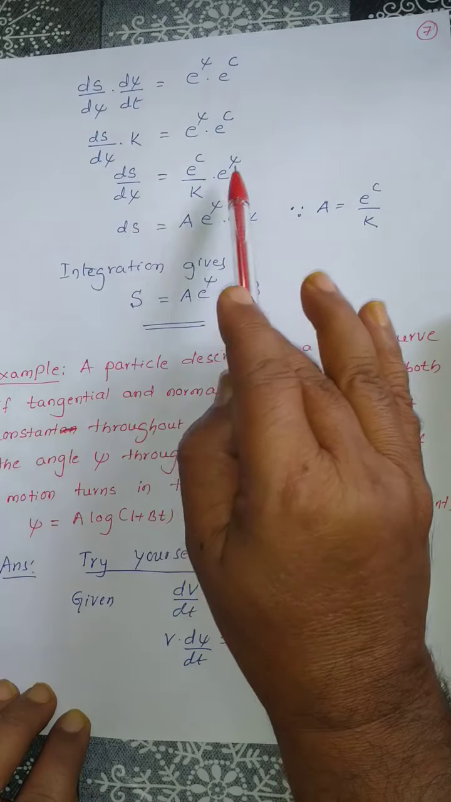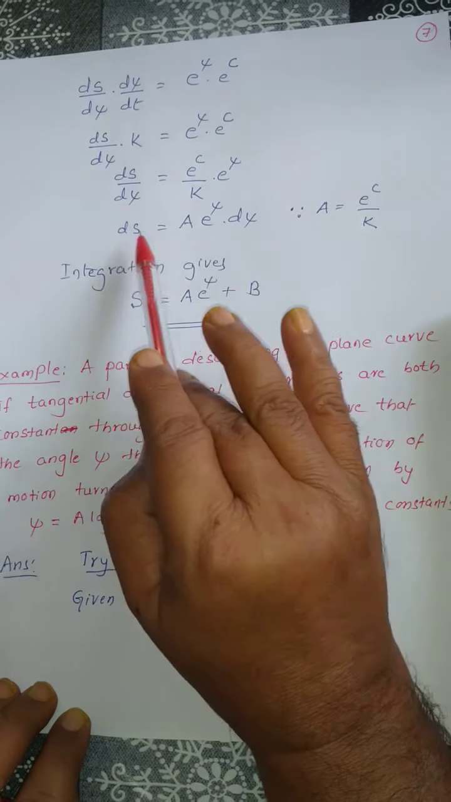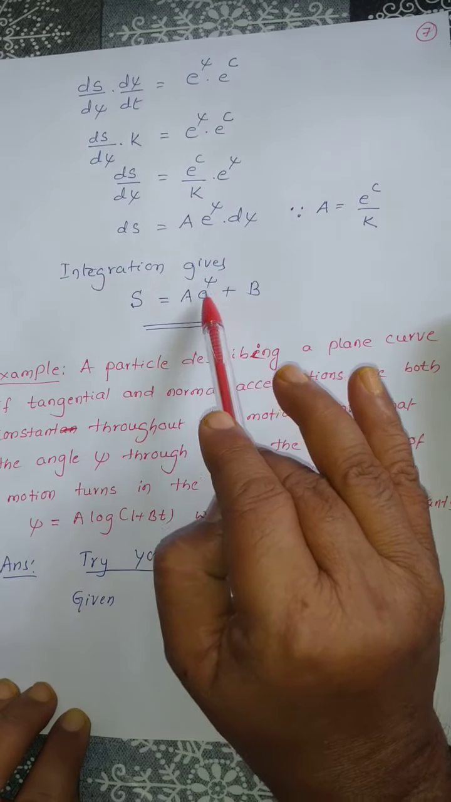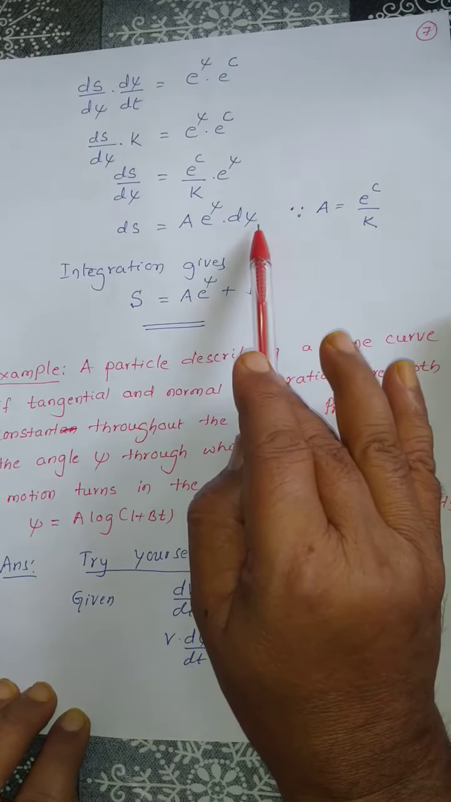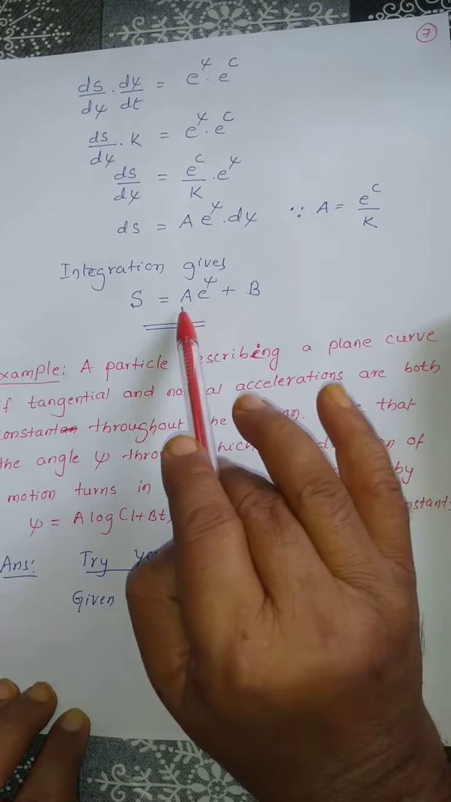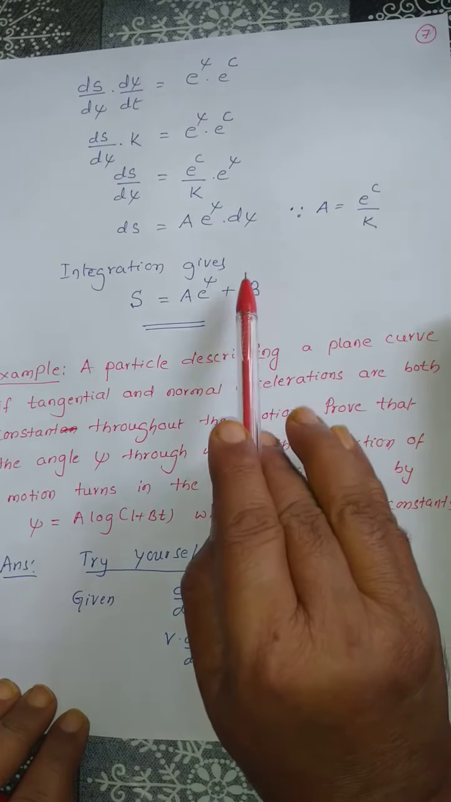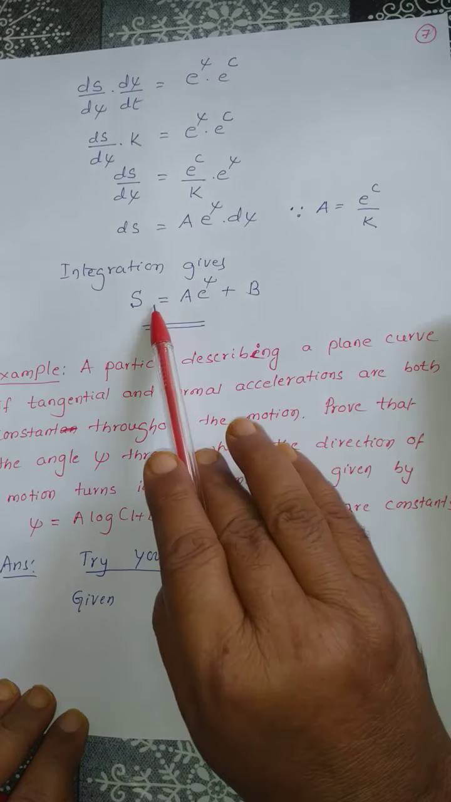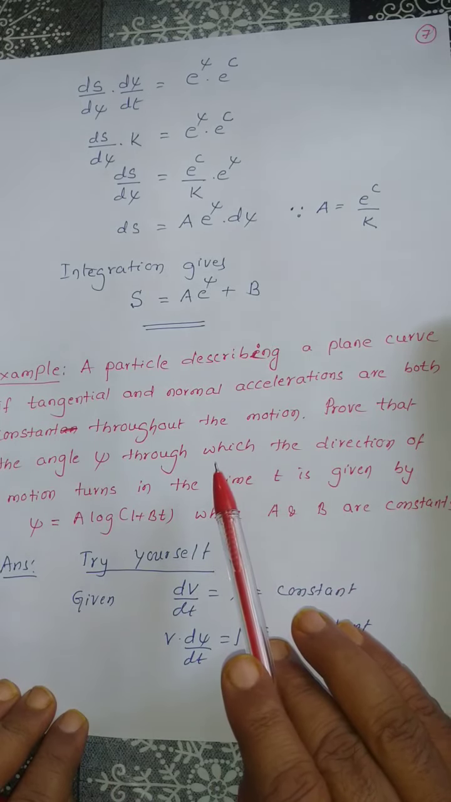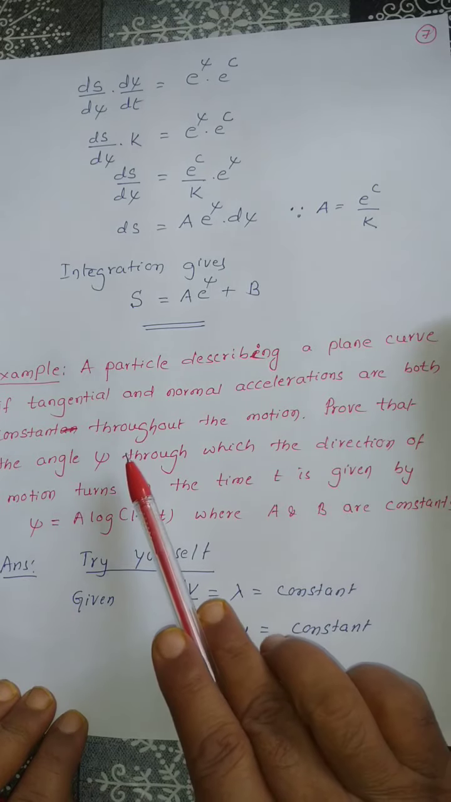Separate the variables. So ds equals a e raised to psi d psi. So integration again: integration of ds is s, a is constant, integration of e raised to psi is e raised to psi itself, plus integration constant b. According to the given formula, I have written this. So you are free to write this as a1, c, or any constant term, not necessarily b, but in the given answer it is b.